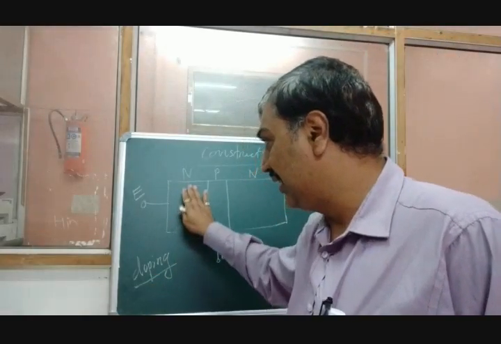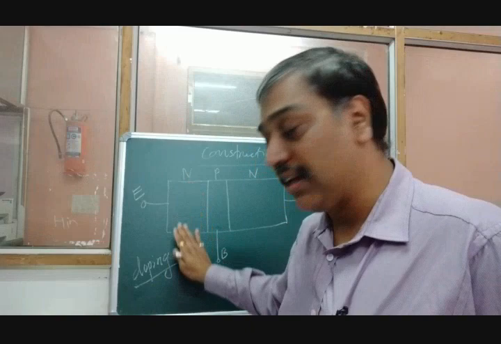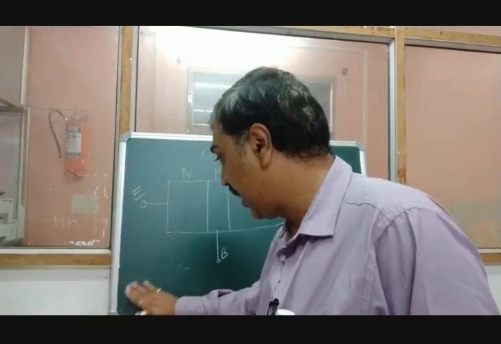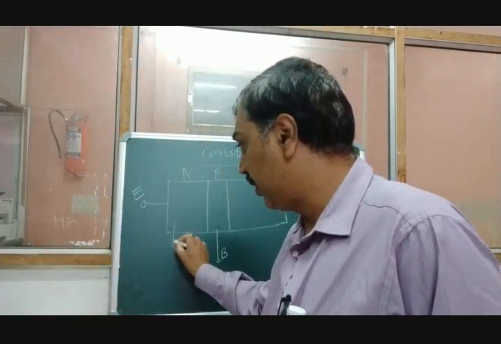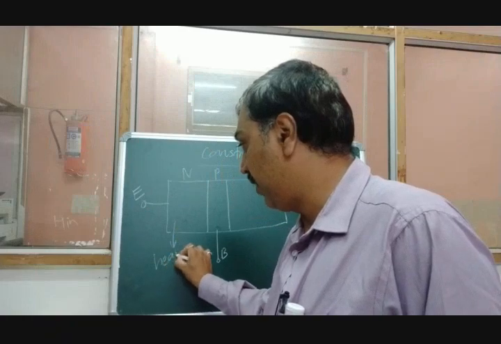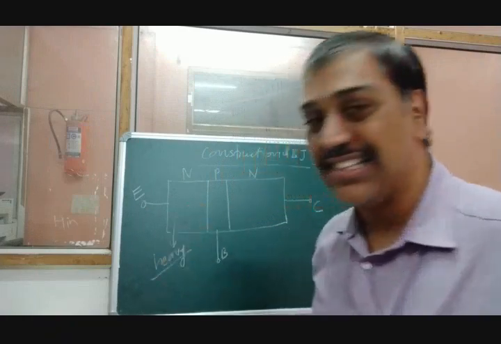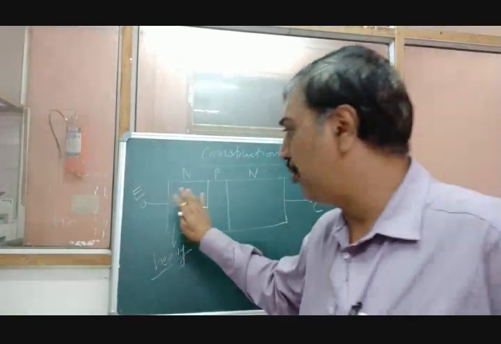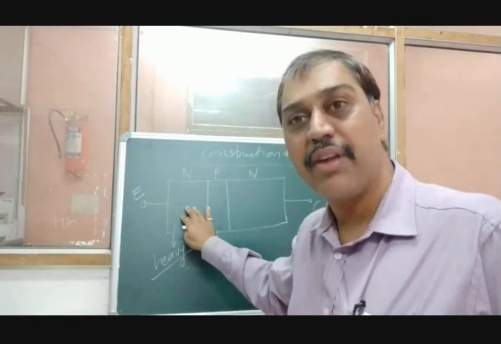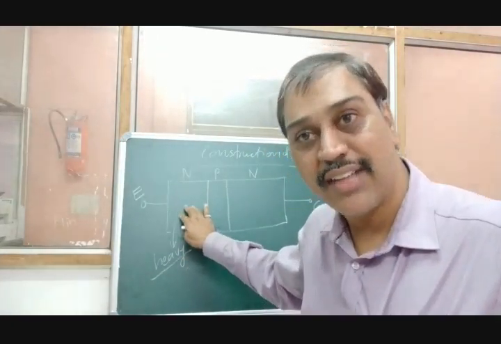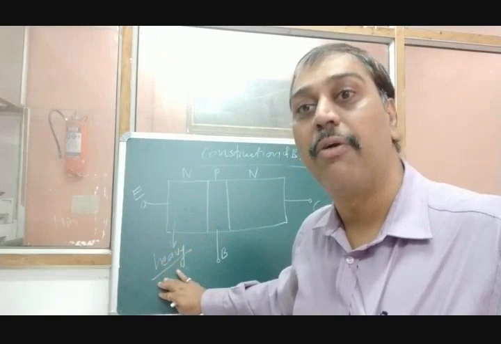Now let's see here. In this case, this emitter is heavily doped. Doping of emitter is heavy. Very heavily doped emitter means large number of impurities are added here. In N-type semiconductor, large electrons are available, so it is heavily doped, we can say.